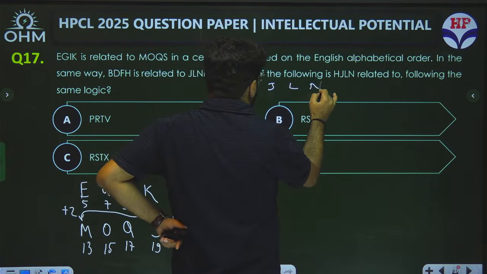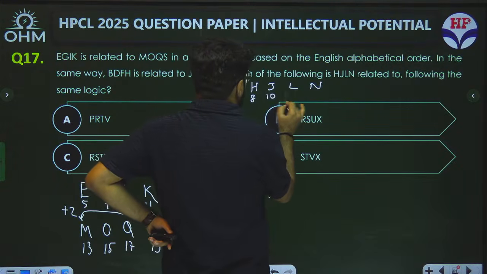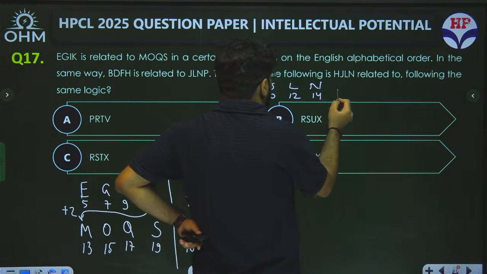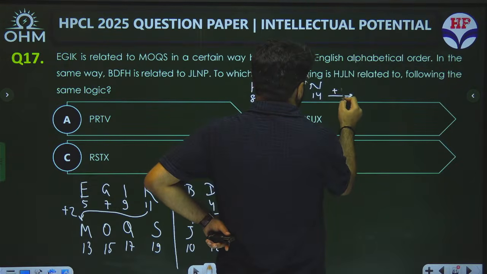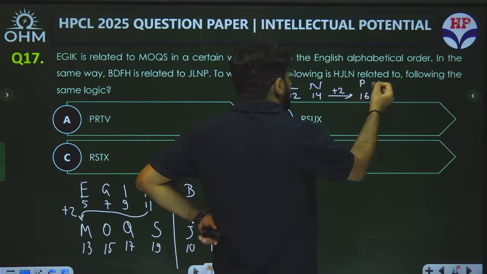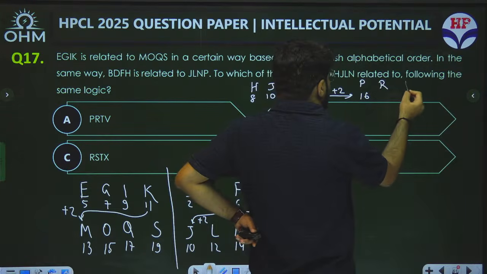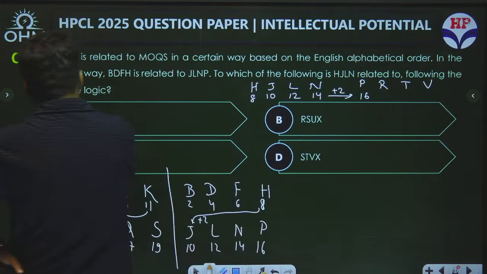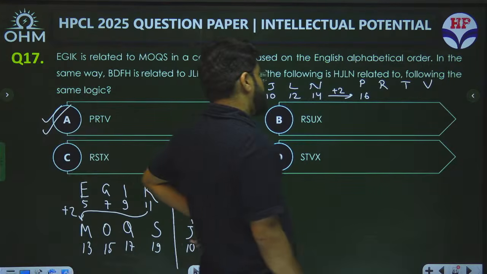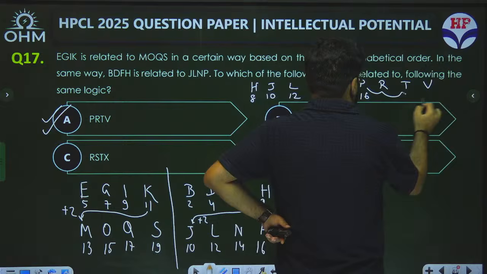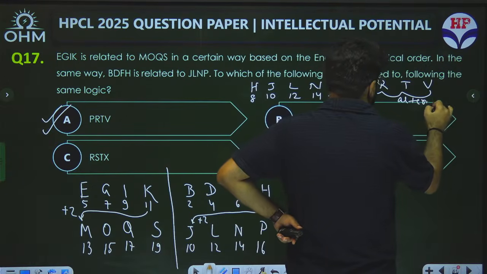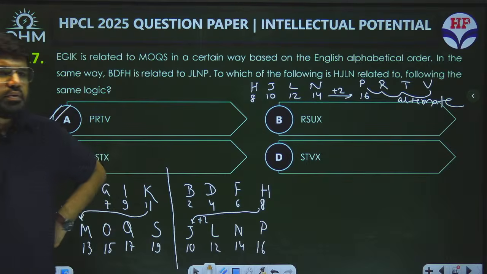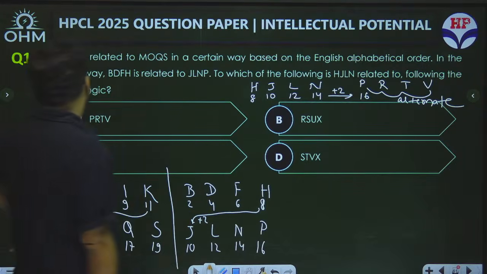H is 8, then J is 10, then L is 12, N is 14. Now when you do plus 2, you get 16, which is P, and then alternate: P, Q, R, S, T, U, V. So P, R, T, V. Option number A, P, R, T, V. The rest is just alternates.